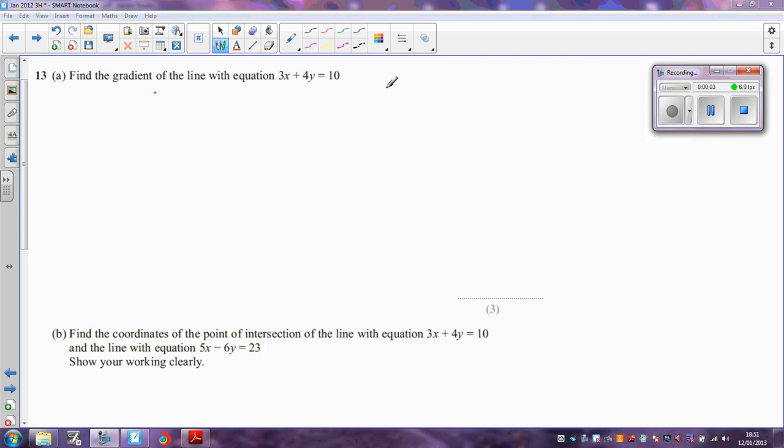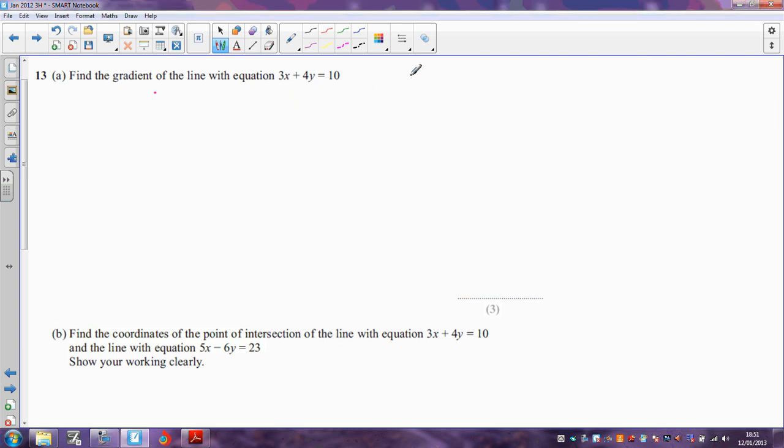In order to find the gradient of this straight line, I need to rearrange the equation to the form y equals mx plus c. So if I can make y the subject of this equation, m will be the gradient and c is the intercept. So I'm going to start by subtracting 3x from both sides.